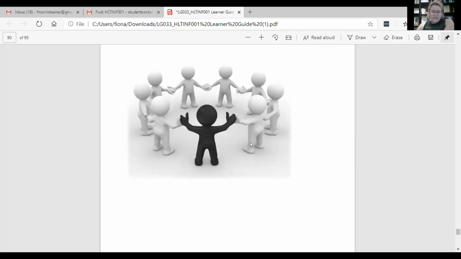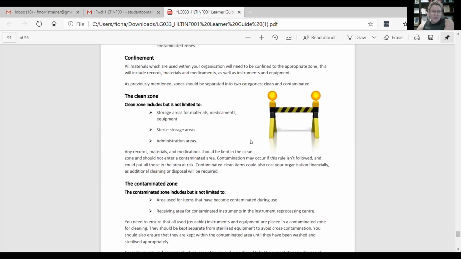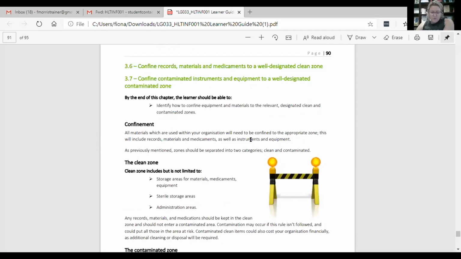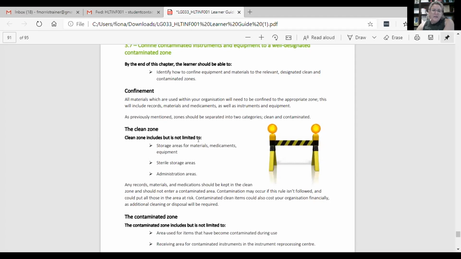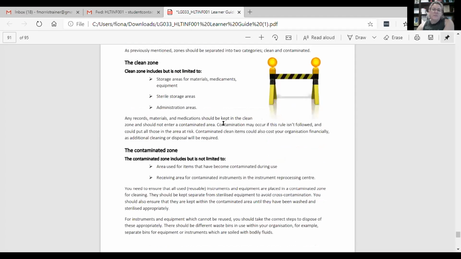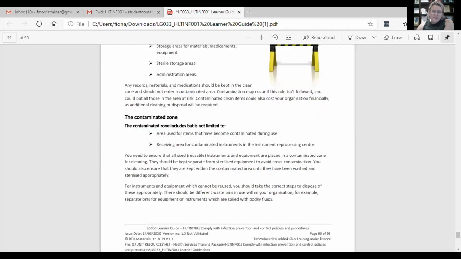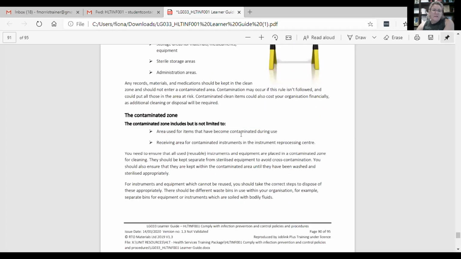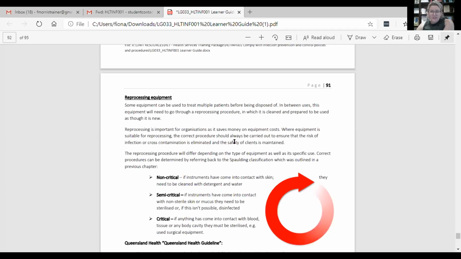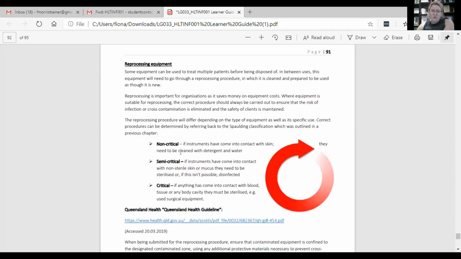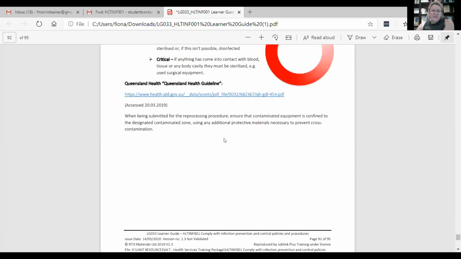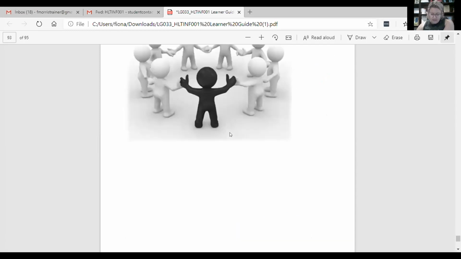All right, 3F. So we're up to refer to the case study and answer below. 3F covers confinement and clean zones, cabinets for administration, what a contaminated zone is, and reprocessing equipment, so the order: non-critical, semi-critical, and critical. And then we've got a case study here, okay?